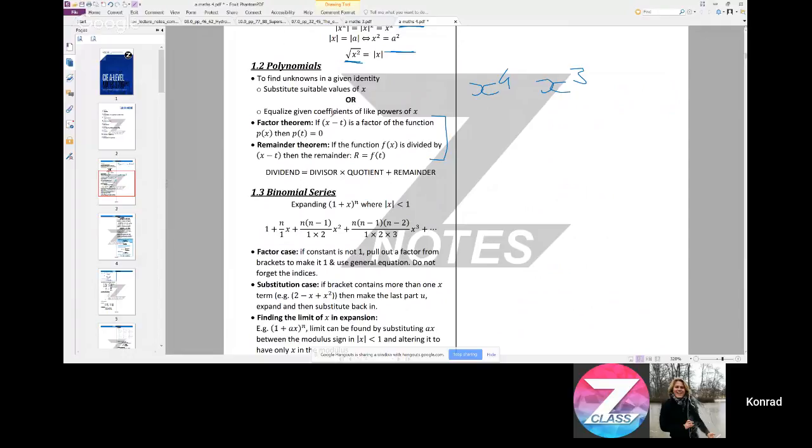So yeah, the key thing to remember about this is this rule here, right? So that's saying if x minus t is a factor of the function, then p of t equals 0. More commonly, you use this the other way around, right? You're saying if I have a function, if f of t is equal to 0, then I know that x minus t is a factor. And that is the form that you tend to use it in, right?